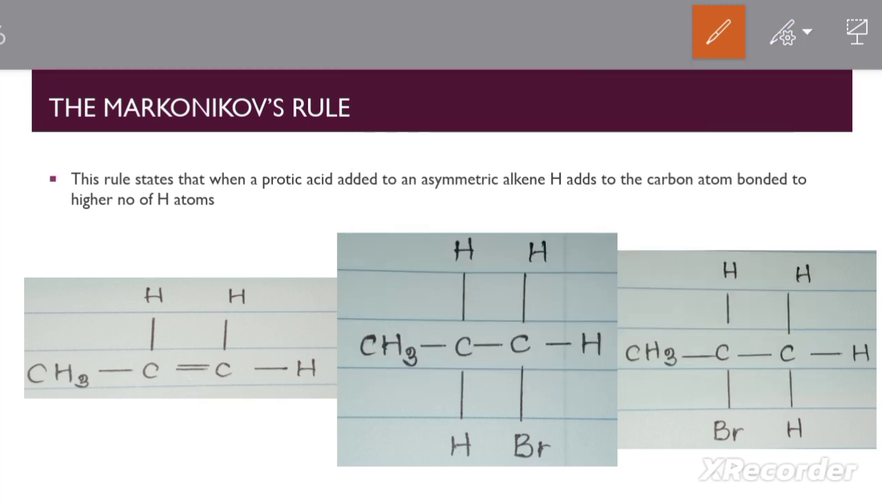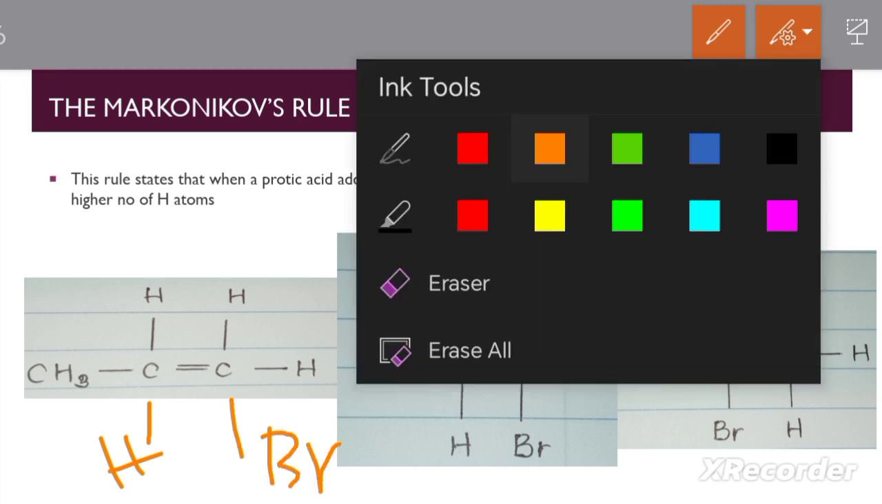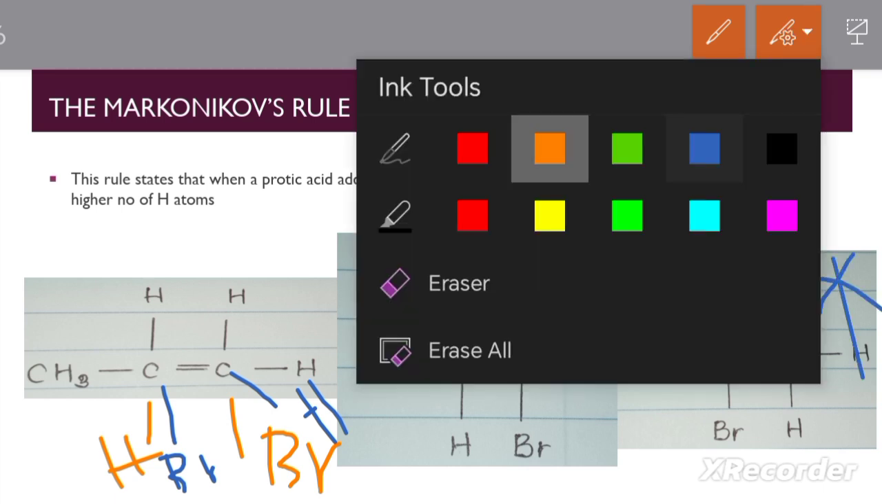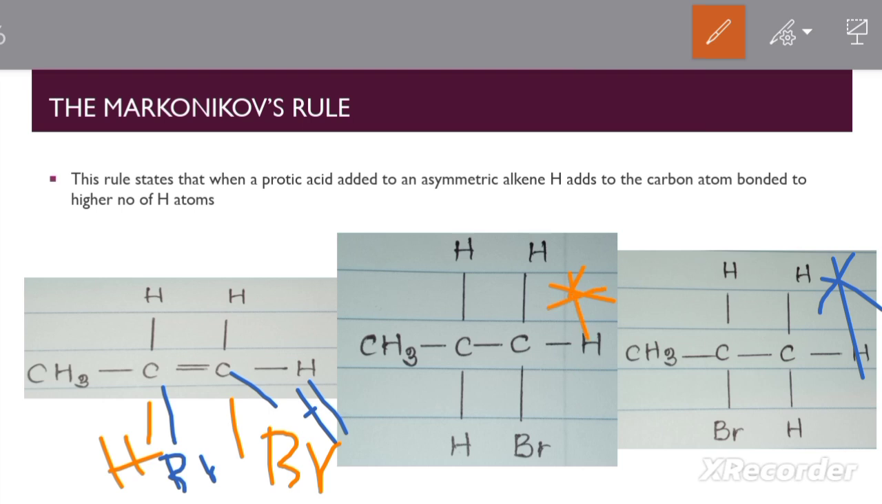There are two possible products. Let's see what they are. What are the possible products? Here in HBr, hydrogen can go here and bromine can go here, as well as bromine can go here while hydrogen can go here. Right? This product is mentioned here and this product is mentioned here. So now we are going to see the most stable one out of these using the carbocations.